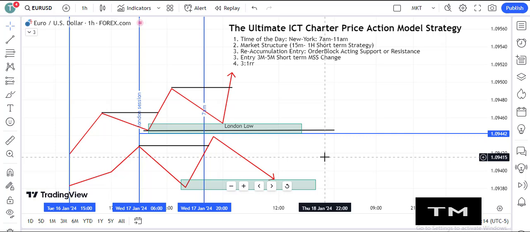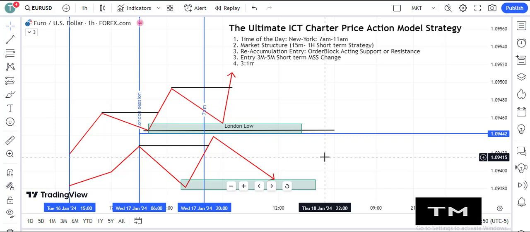So let's dive into the market structure. When we are talking about market structure, we are talking about short-term structure. This short-term structure can be either from the London low, for example, or the Asia low. But in the ICT Charter Price Model, it's just buying from London low continuation, no other. London low continuation.